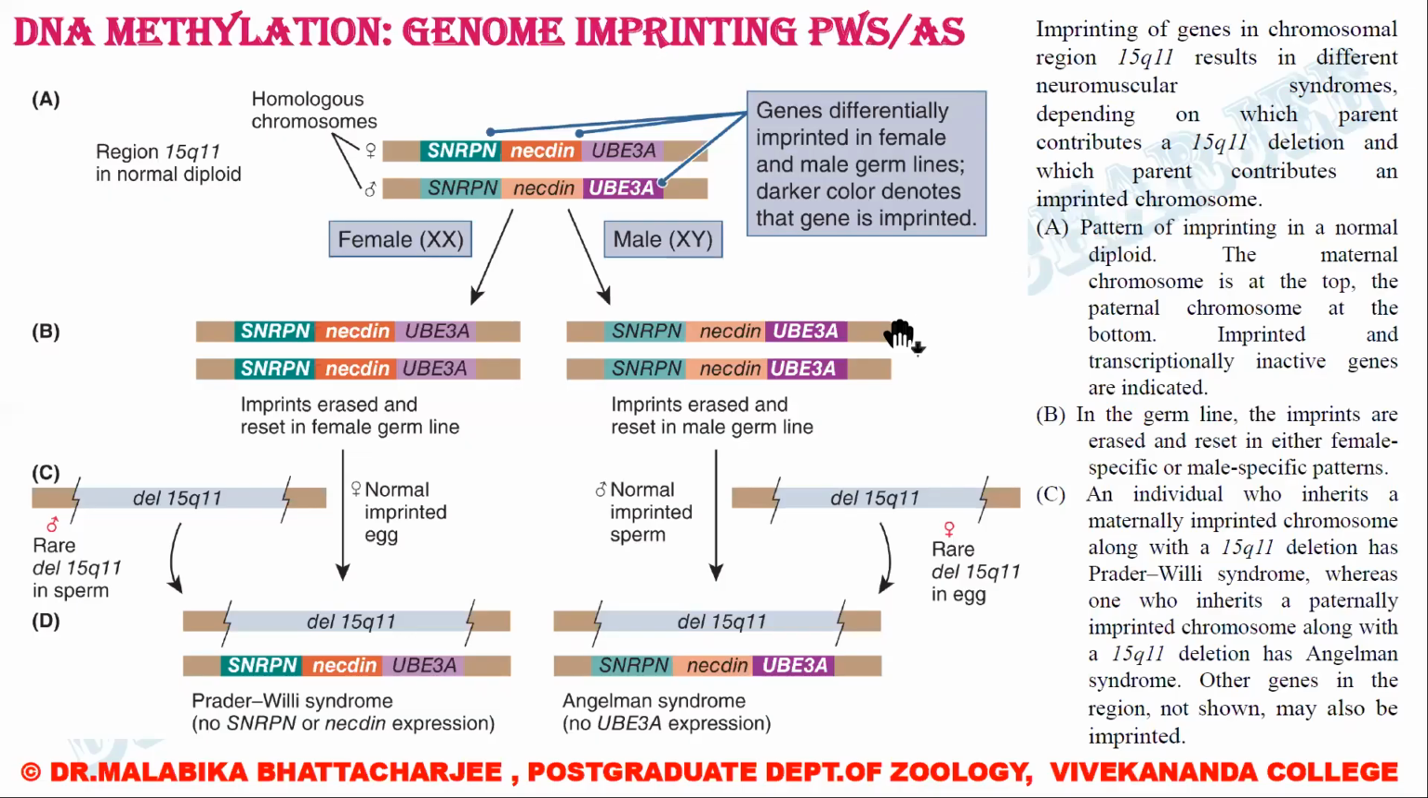This is the example of Prader-Willi-Angelman syndrome, an example of differential deletion occurring in a male and a female chromosome, as a result of which when deletion occurs, we get two different types of expressions. Now we are moving on to the next slide.